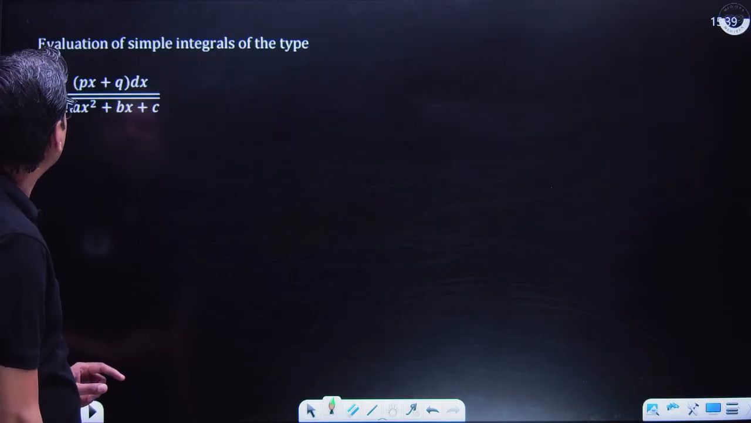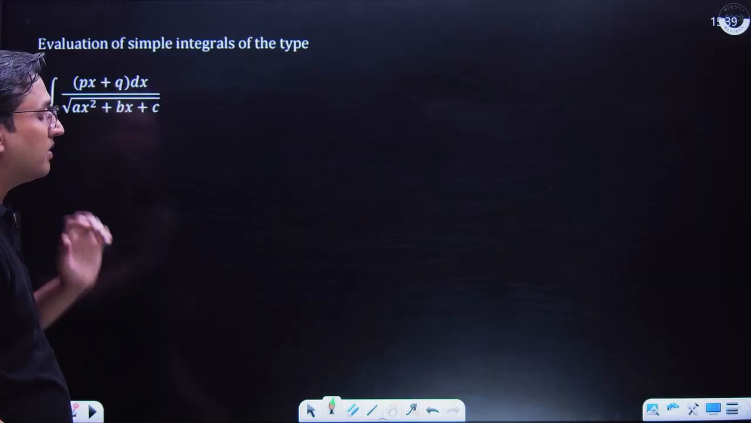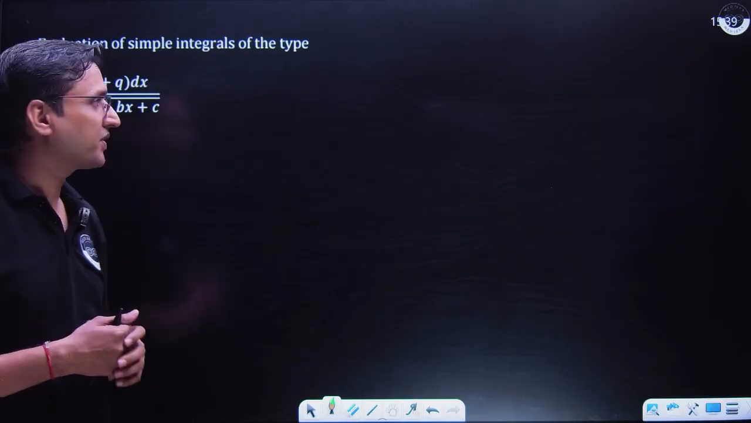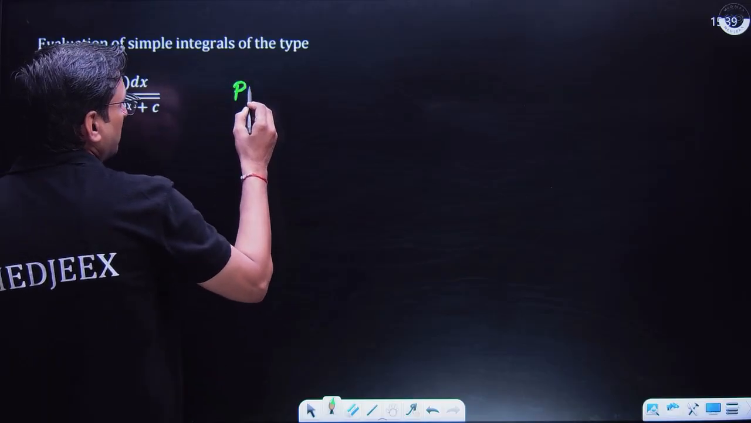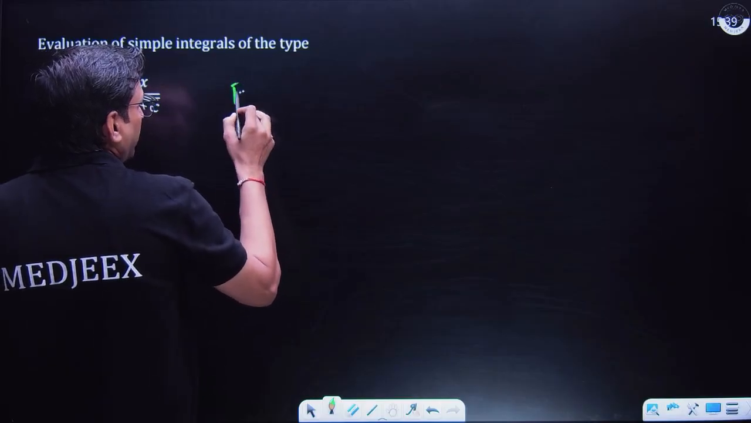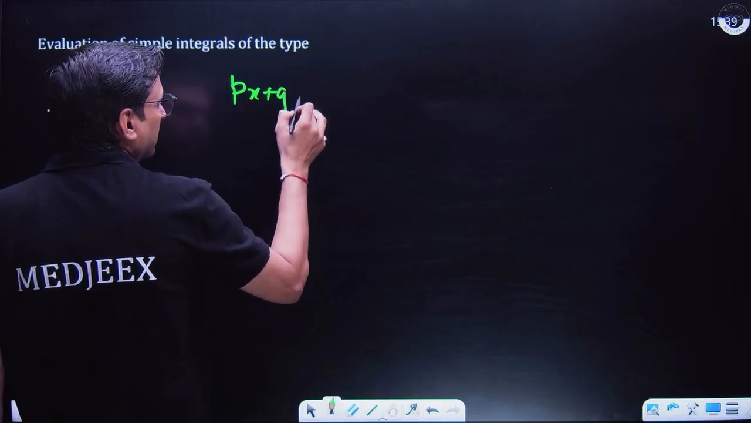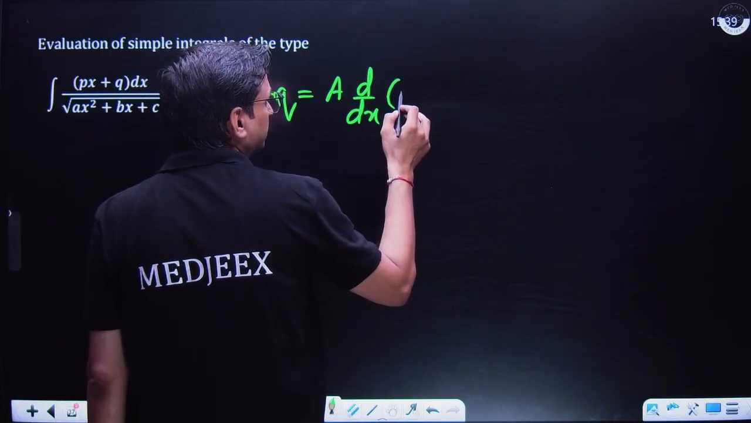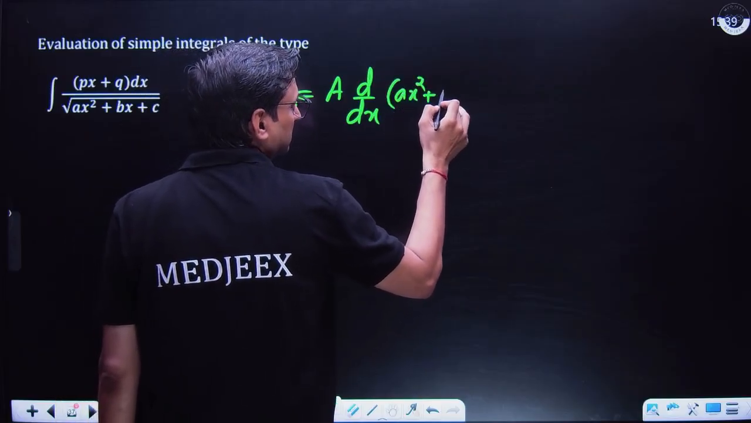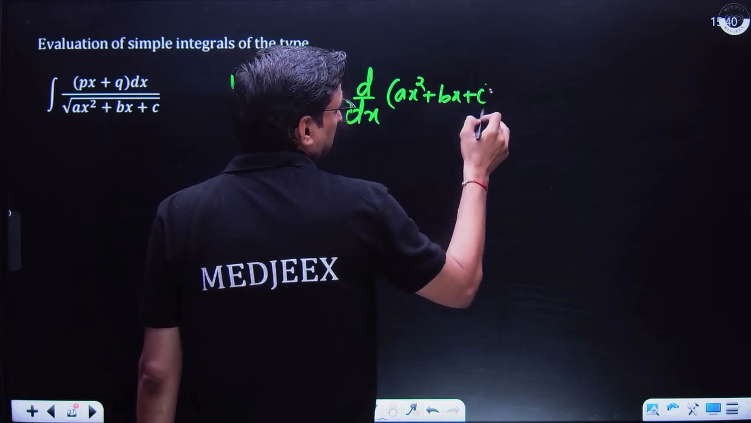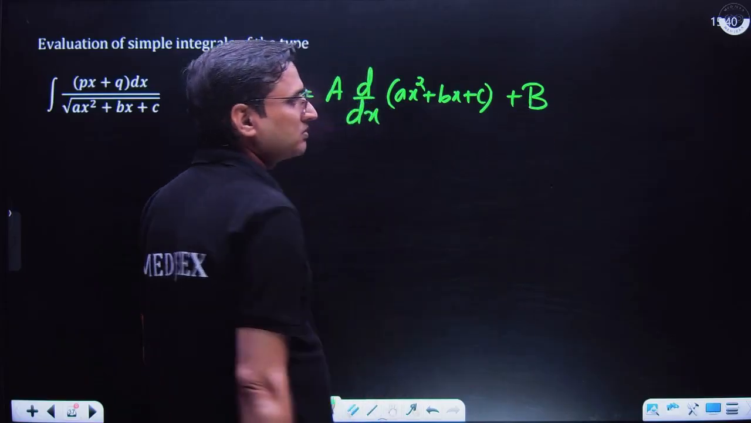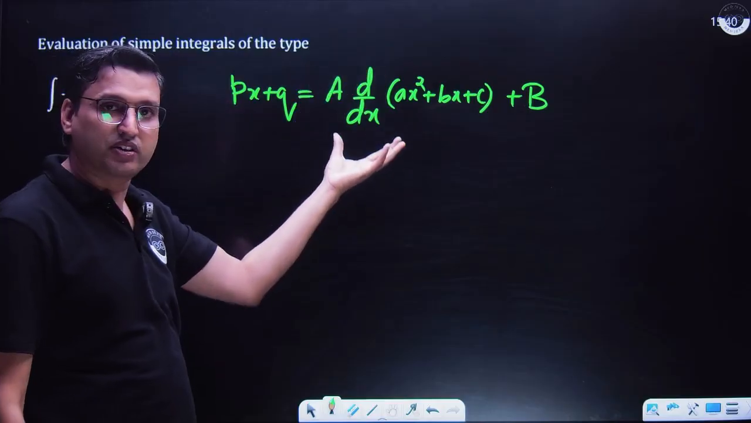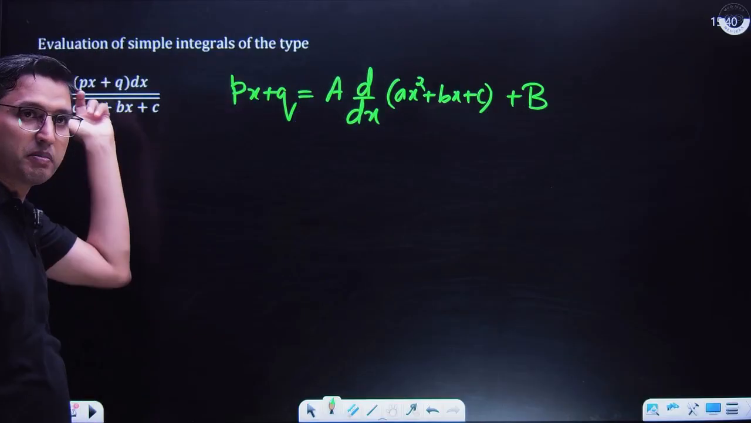Now come to the next: evaluation of simple integration of the type. Now how will you do this? Again the same methodology will be utilized. Just describe px plus q in the format of a times d by dx and simplify that. Yes or no? I'll give you the example, through that we will solve it. Otherwise the derivation will remain the same as what we utilized in the previous one.